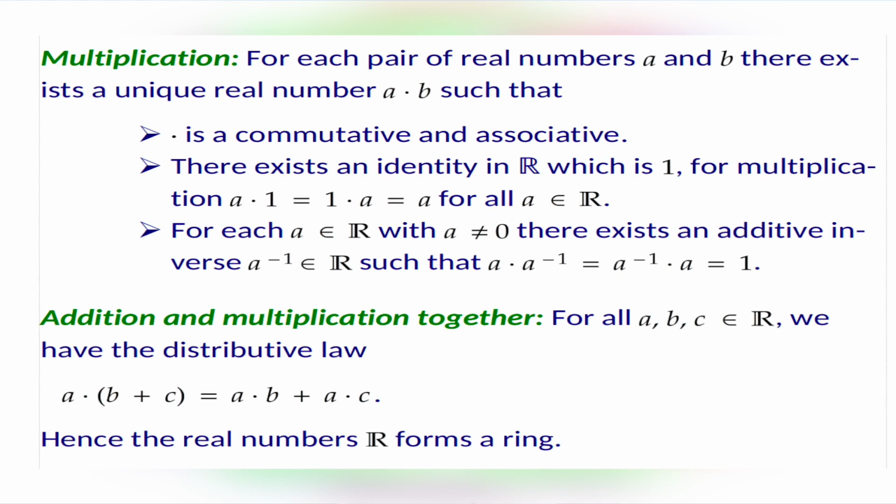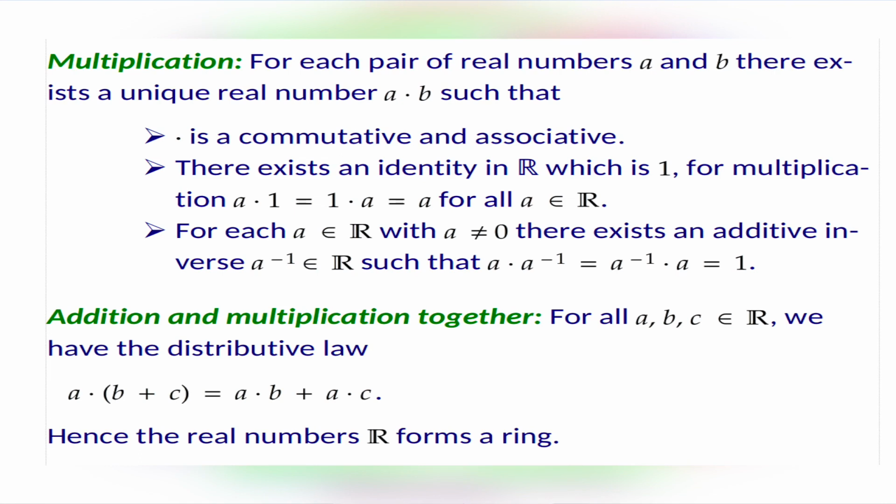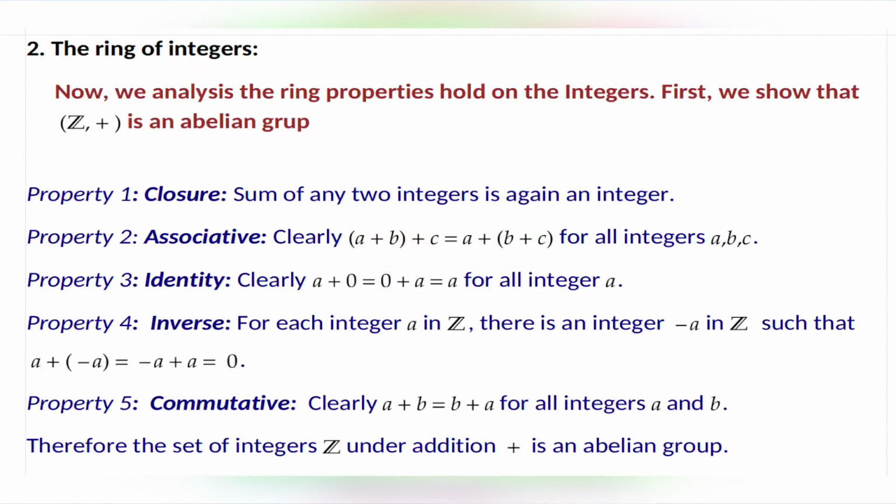Addition and multiplication together, now see. For all a, b, c belongs to R, we have the distributive law. See here, a dot (b plus c) is equal to a dot b plus a dot c. Hence, the real numbers R form a ring. Next one is the ring of integers.